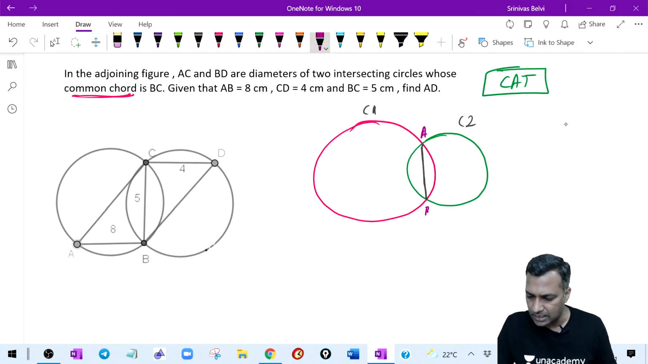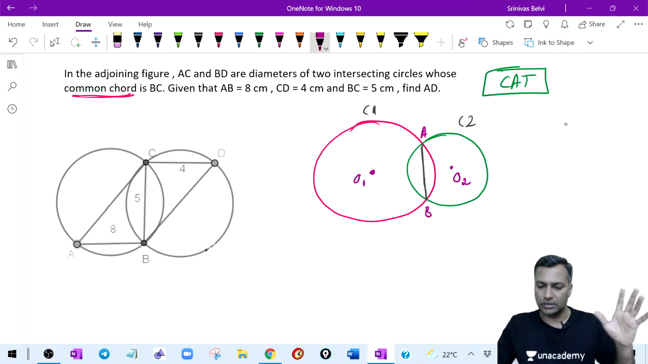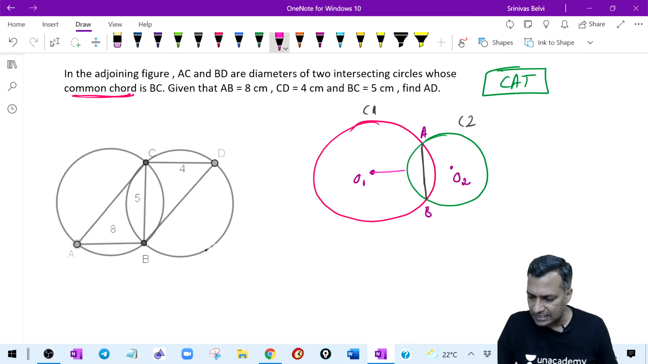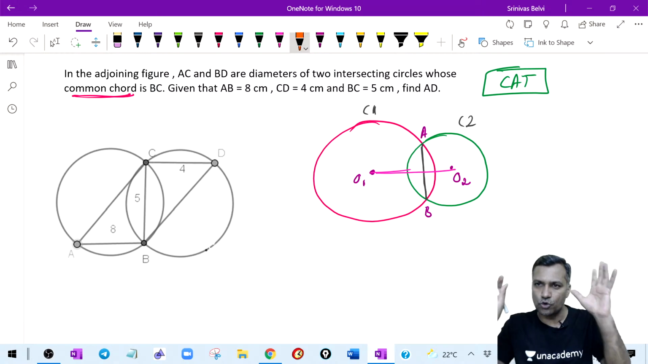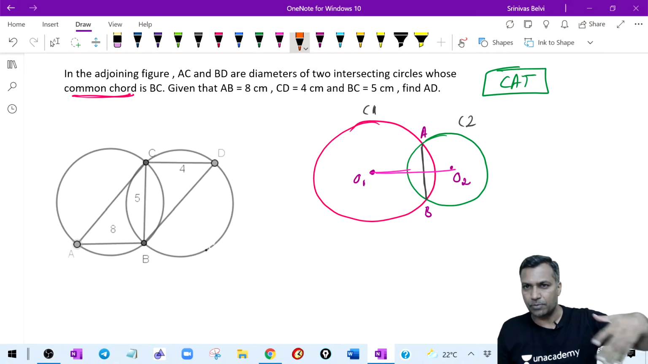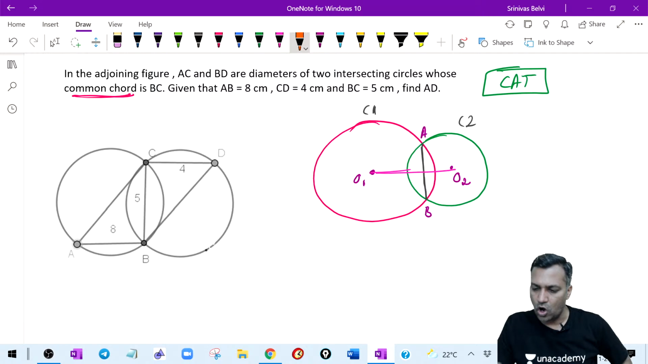Let me call this AB. Let AB be the common chord. Let O1 be the center of the first circle and O2 the center of the second circle. Now listen to this carefully. The line joining the centers divides the common chord. This is a very important property on which some questions are created. This question is a very simple one and is not built on that. The line joining the centers bisects the common chord orthogonally. Let me call this point M. AM is also equal to MB.